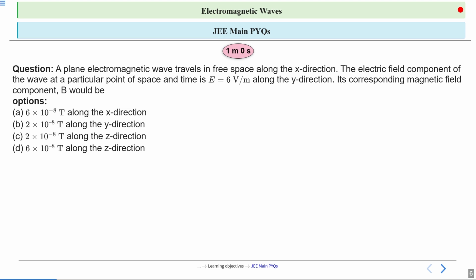So B would be, the options are: 6 into 10 to the power -8 Tesla along the x direction, 2 into 10 to the power -8 Tesla along the y direction, 2 into 10 to the power -8 Tesla along the z direction, and 6 into 10 to the power -8 Tesla along the z direction. So I will give you some time to solve it.